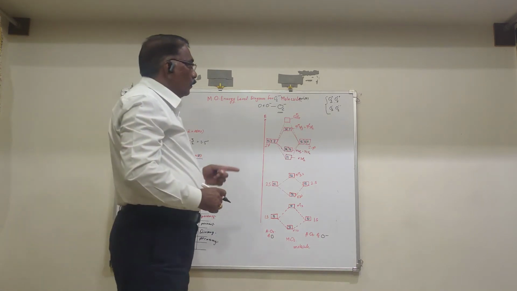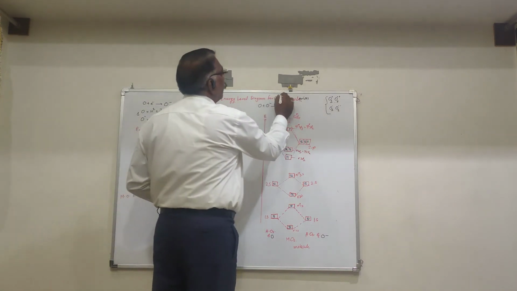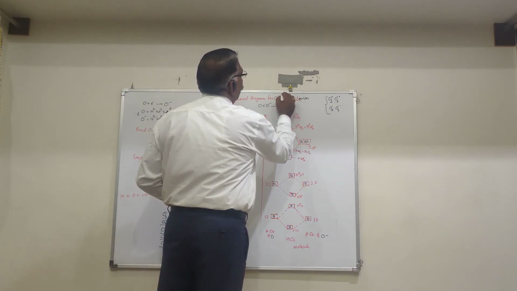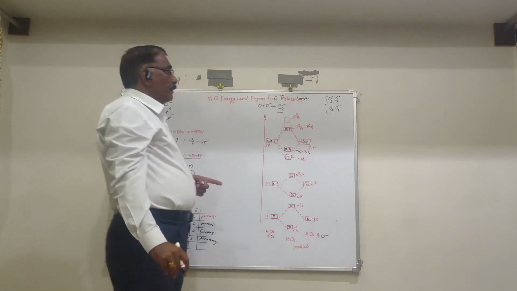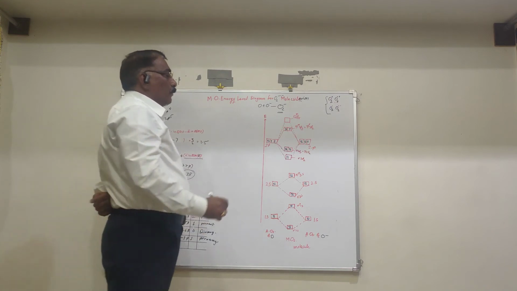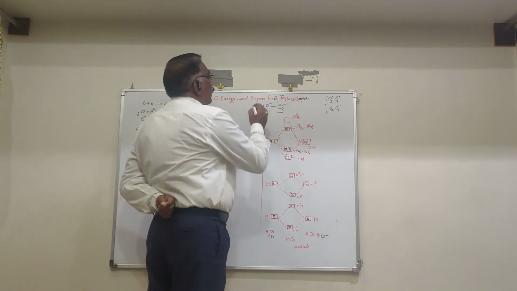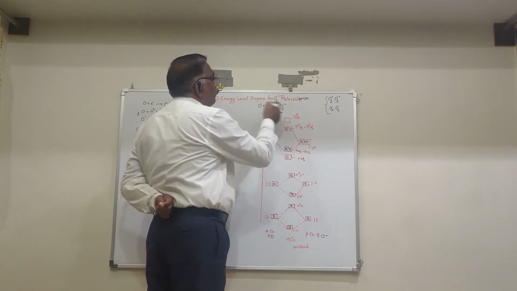Then we are going to see the last molecular ion. That molecular ion is O2 minus minus, or O2 2 minus. See this O2 2 minus, O2 2 minus can form from oxide ion plus oxide ion.